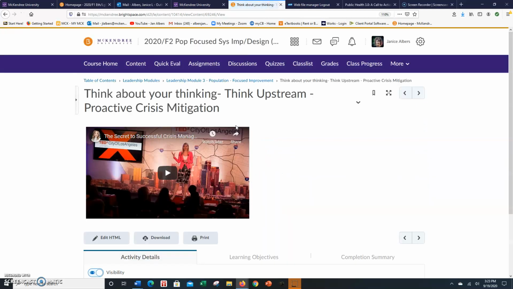So with that being said, we're going to dive into our module, and we're going to start out with thinking about our thinking and thinking upstream. And with collaboration, crisis mitigation just works hand in hand, because again, that's an area of focus where we have multiple organizations and businesses and different facets of the community working together to actually mitigate in the situation of all hazards, to mitigate the risk and mitigate the experience of loss and detrimental effects on the community.